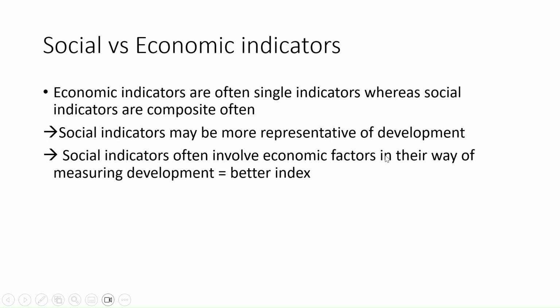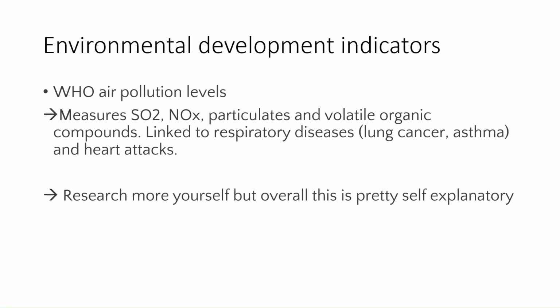So let's move on. Here's social versus economic indicators. Economic indicators are often single indicators, whereas social indicators are more composite. This shows that social indicators may be more representative of development, and they're more holistic. That's a very good phrase you can use in exams. And social indicators often involve economic factors in their way of measuring development, so you can argue social indicators might be better.